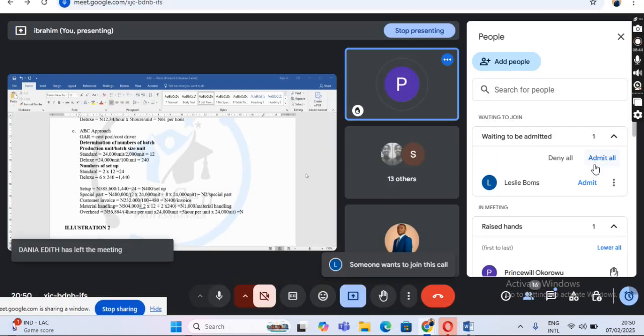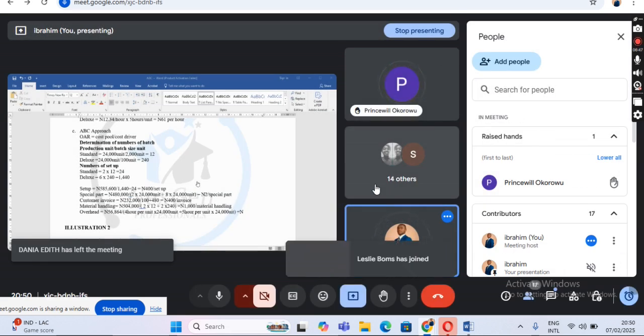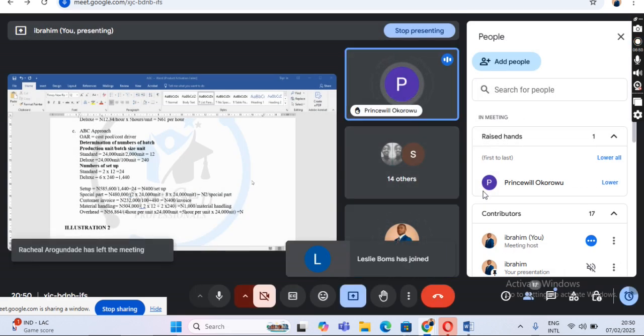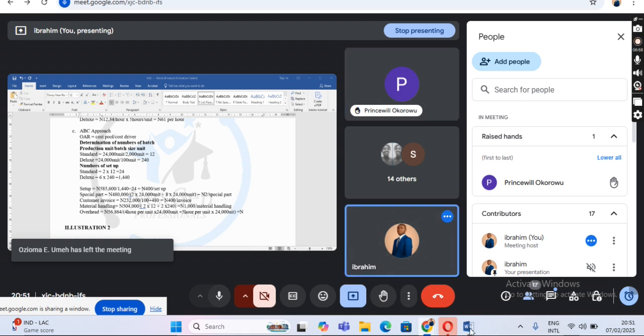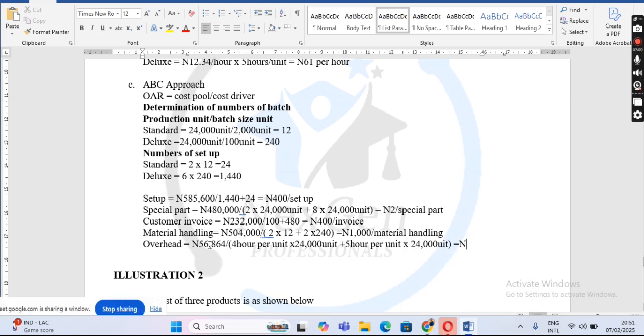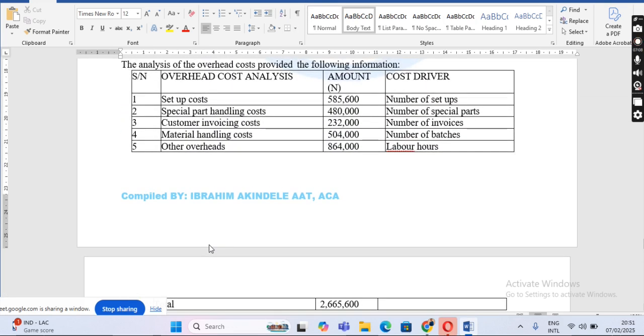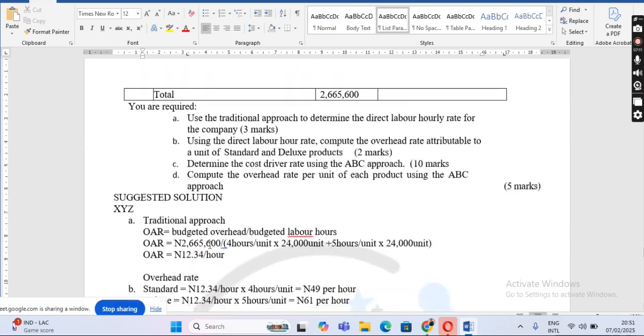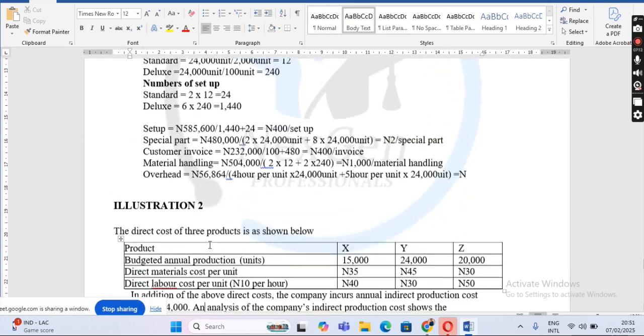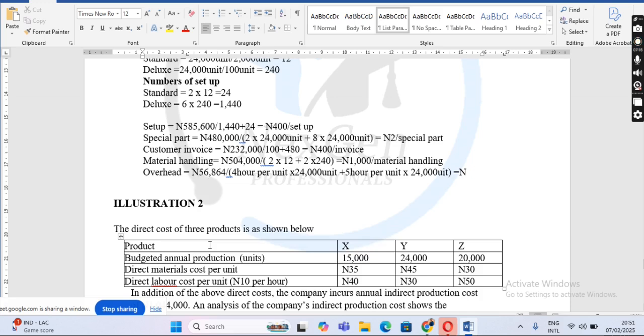Excuse me, sir. That thing should be 864, not 56. What is the overhead cost? The overhead is 864,000. Okay, let's check. Yeah, 864,000. Fumilayo, why did you give me that figure? 864, right? Yeah, 864,000.